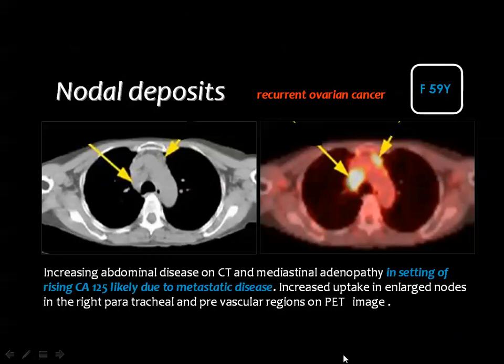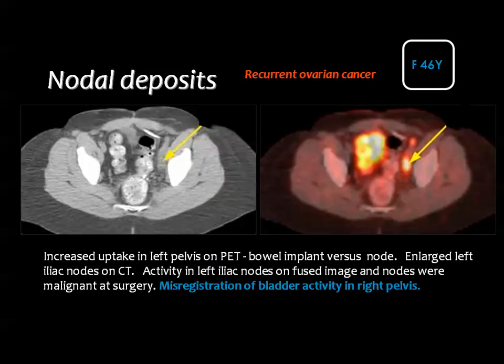For lymph node deposits, PET CT may result in false positive interpretation because of inflammatory diseases affecting the nodes, like sarcoid and TB. But in the setting of elevated tumor markers, PET CT is considered one of the sensitive tools for detection of metastatic disease of ovarian cancer in particular.